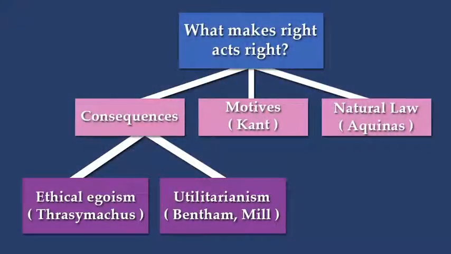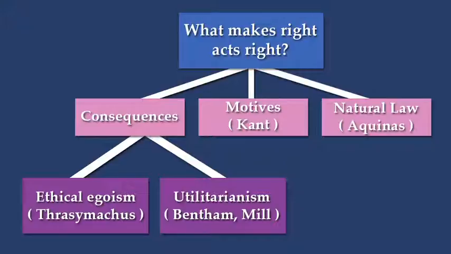Now, by way of thinking about where today's kind of moral theory stands, let's go back to the table that we considered before. We talked about answers to the question, what makes right acts right? And we considered, first of all, the consequentialist view, one form of which is ethical egoism, another which is utilitarianism. Today I want to focus on the idea that emphasizes motives, and that's associated with the philosopher Immanuel Kant.